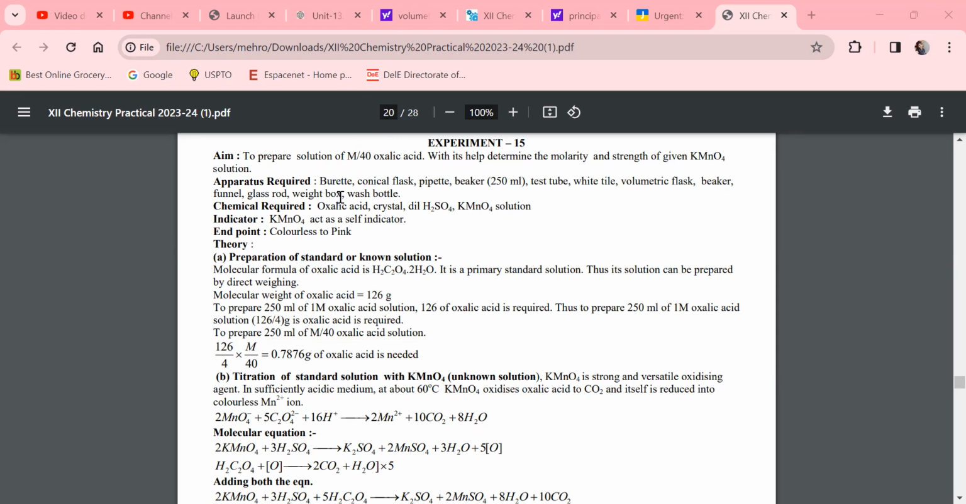These are the different apparatus which you will use during the volumetric analysis. So you have to write it down, apparatus required. You will also write it in your copy. And the chemicals required will be oxalic acid crystals, dilute H2SO4, KMnO4 solution, and the indicator you are using during this titration, that is KMnO4.